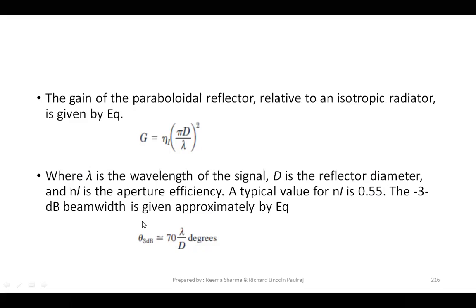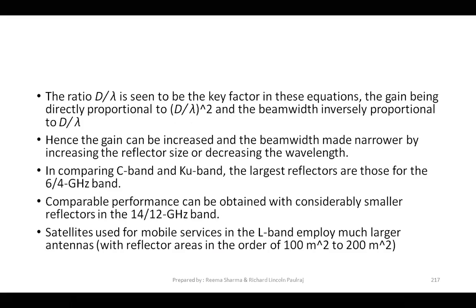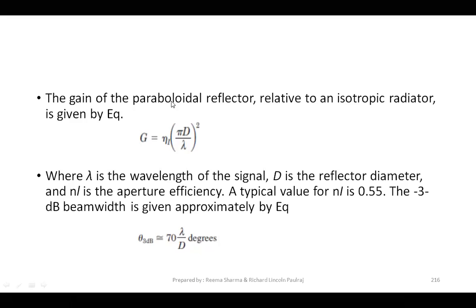The 3 dB beam width is given by, so if I take 3 dB into consideration, okay, to stabilize things, that's approximately 70 λ/D degrees. So when in the question 3 dB is mentioned, then you will have to use this value. So you will have to substitute the wavelength value and the diameter of your antenna. So the ratio D by lambda is the key factor. Okay. So this D by lambda is going to be the main factor as to how things are going to work out for your antenna.